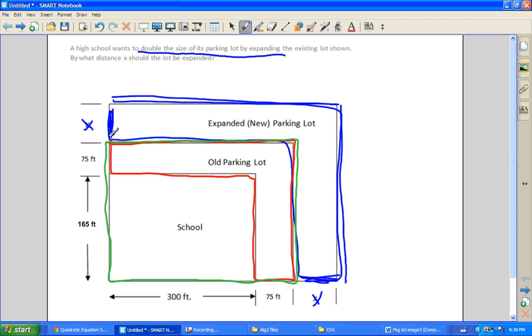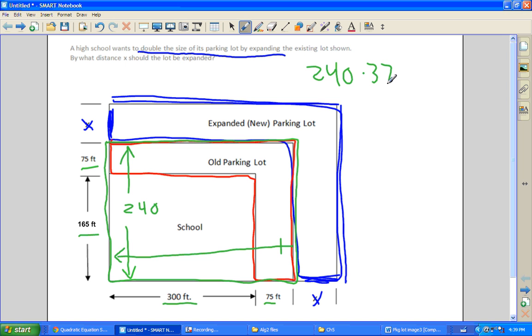Look at the green rectangle. This thing's going to be 240 this dimension because that is 165 plus 75, and it's going to be 375 this way, 300 plus 75. So if I go 240 times 375, that's feet and that's feet, I'm going to get 90,000 square feet. That's big. Now that's the area of the green. That's the school plus the old parking lot. If I subtract out the area of the school, then I will have the area of the existing parking lot.